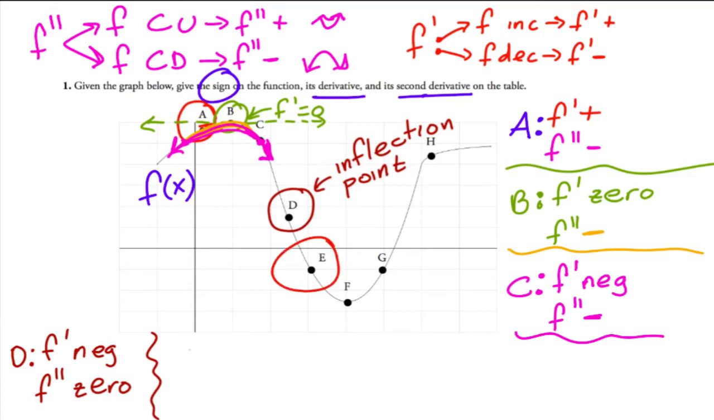And then for point E, it's decreasing, so the first derivative is negative. And now it's concave up. Notice how it's facing up now. So the second derivative is going to be positive.